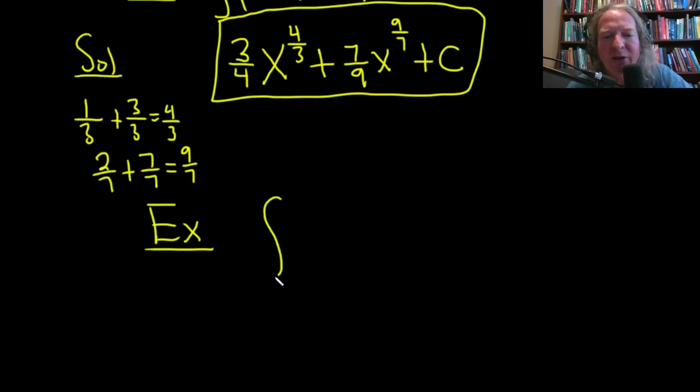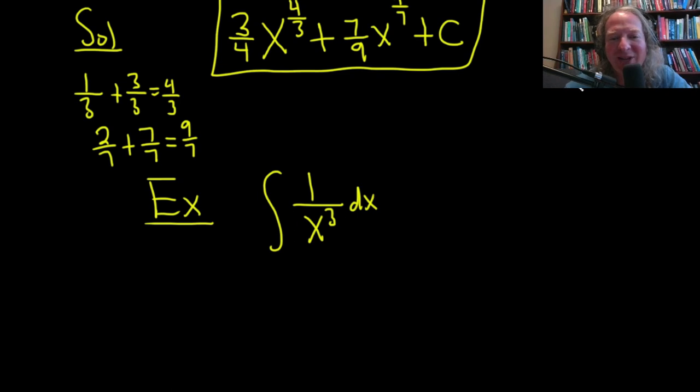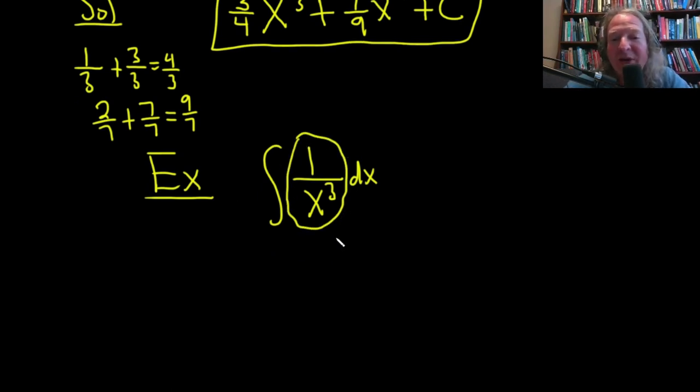How about something like this, a little bit simpler? 1 over x cubed. So this is one where you can't just use the power rule right away, right? Remember, the power rule works on x to a power. Here we have 1 over x to a power. So what you have to do here is rewrite your integrand. See how good it is to have a name for that? So the integrand is this here. It's called the integrand.